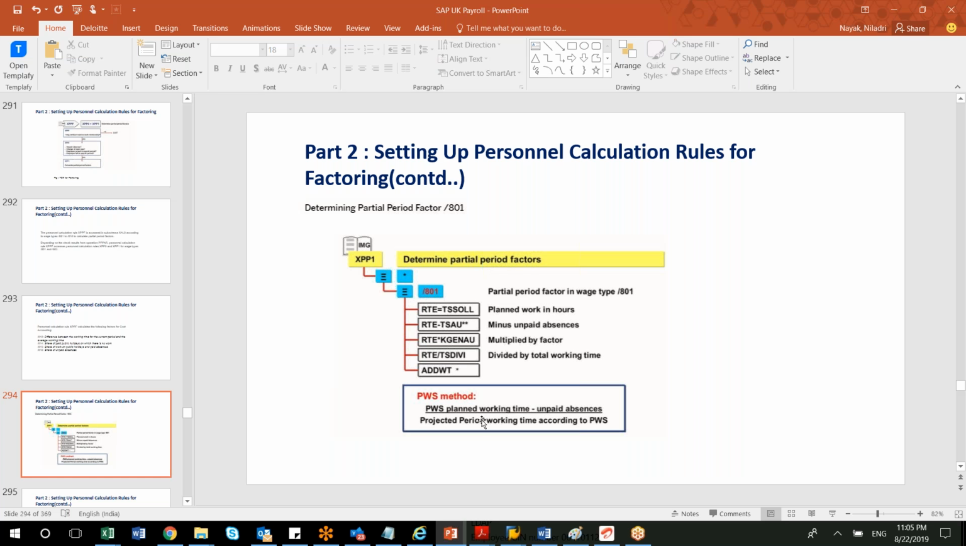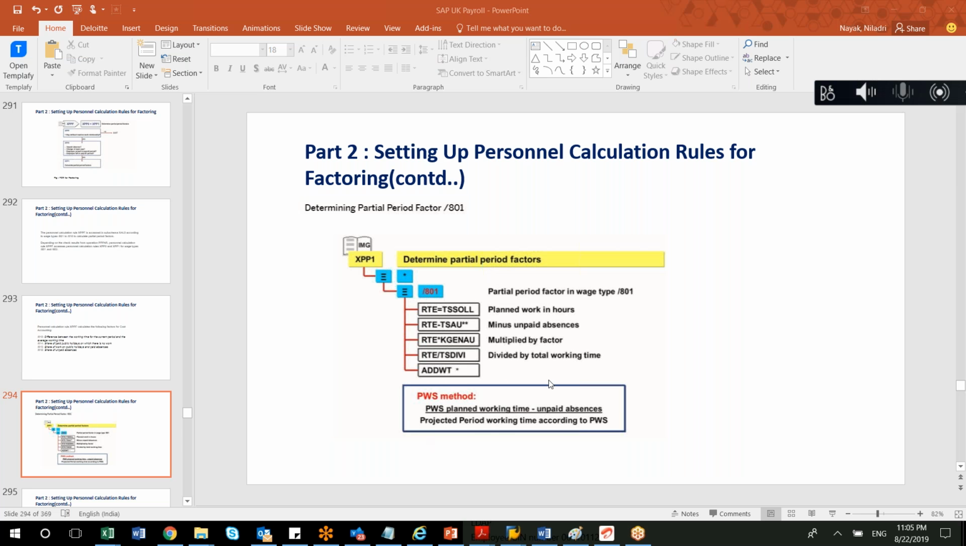Then you go to infotype 0007 and infotype 2001. If there is any PWS plan, check the PWS planned working time and the unpaid absences, and do a calculation of your own manually. Then you see whatever SAP has generated. Only then will you be able to understand and correlate the value and how the system calculates it.